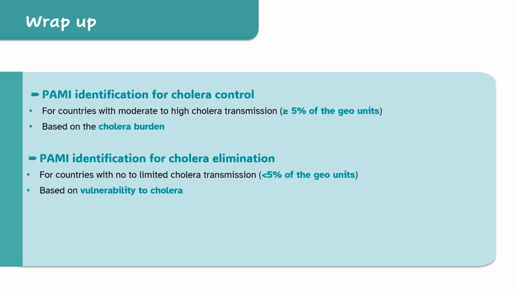PAMI identification for cholera elimination is for countries with no to limited cholera transmission. As a guiding principle, these are countries where cholera outbreaks were reported in less than 5% of the geographic units over the past 5 years. PAMI for elimination are the geographic units that are the most vulnerable to cholera reemergence.